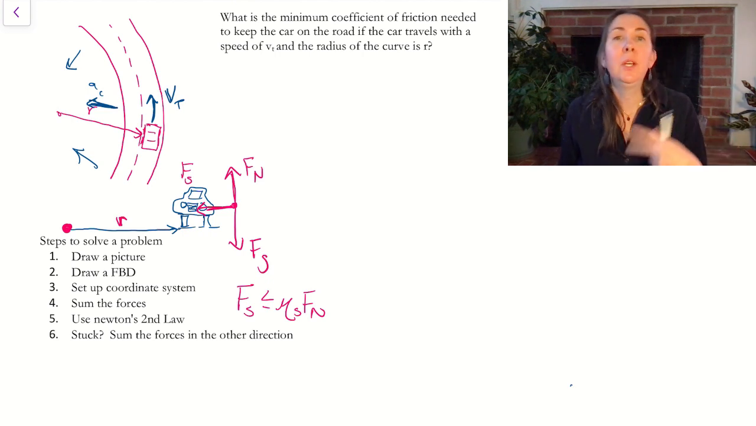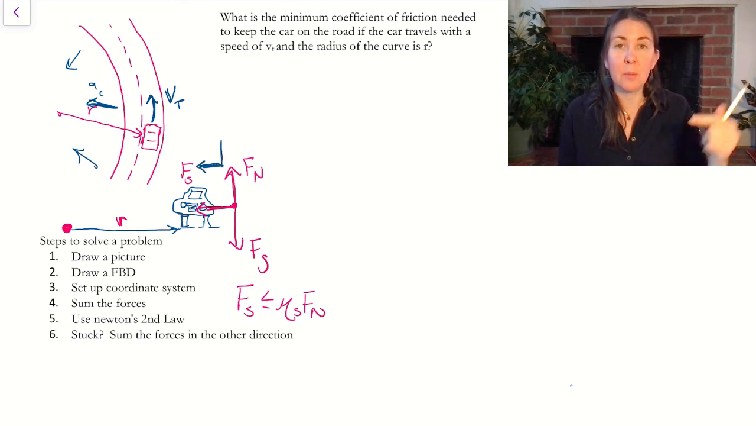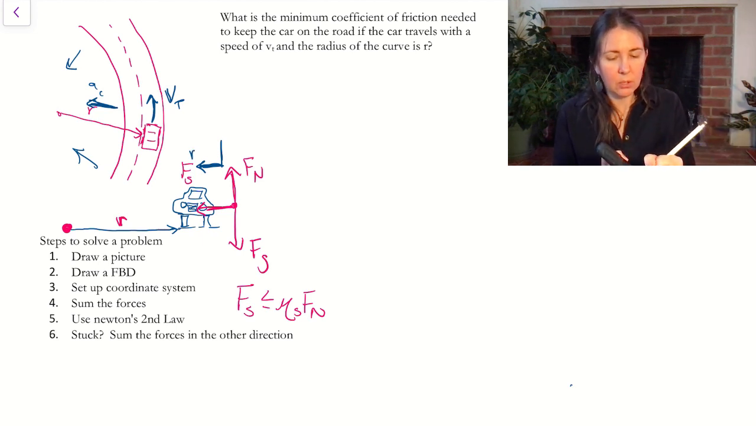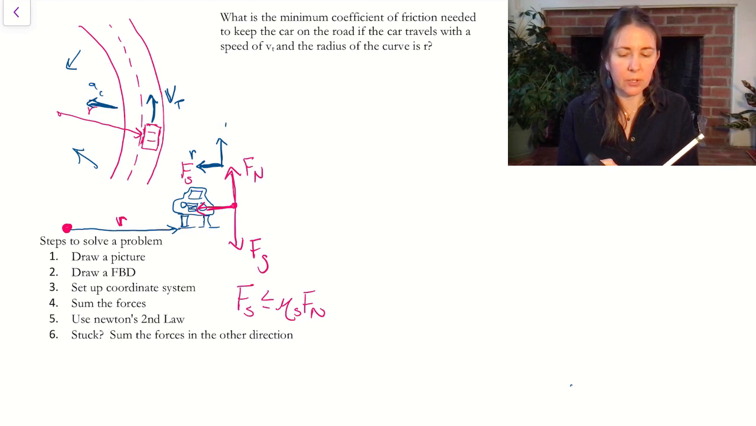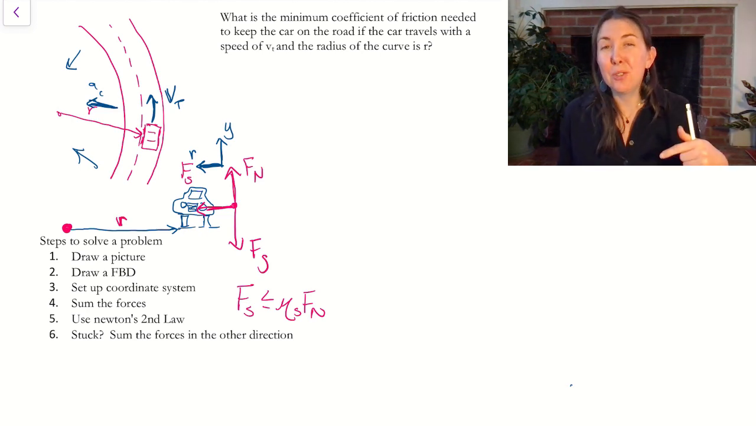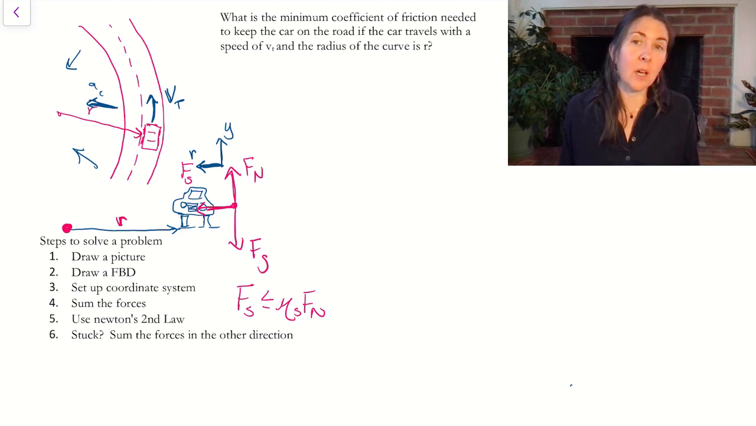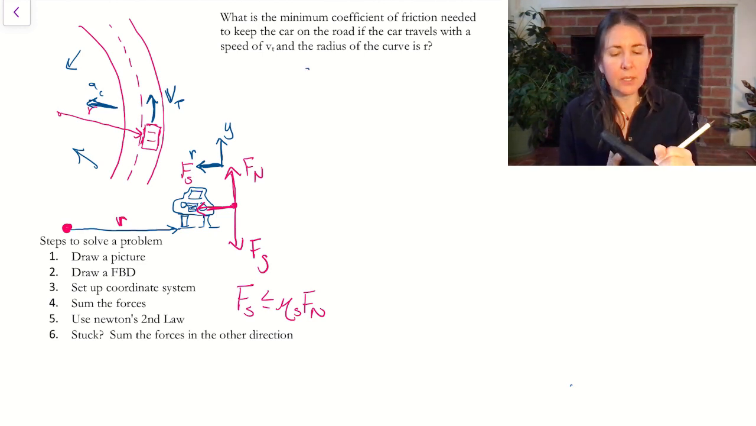First we draw a picture, then we draw a free body diagram. In this case, we also want to set up our coordinate system where one of those directions is the positive radial direction into the circle, and then the other coordinate will be perpendicular to that. We'll call that y. The next step is always to sum the forces. Now, if you've looked at step 6, it says to sum the forces in the other direction. I'm going to go ahead and sum my forces in the y direction just because it makes sense.